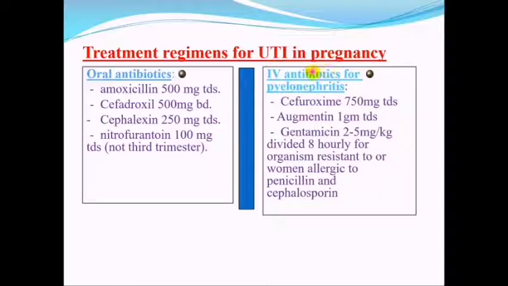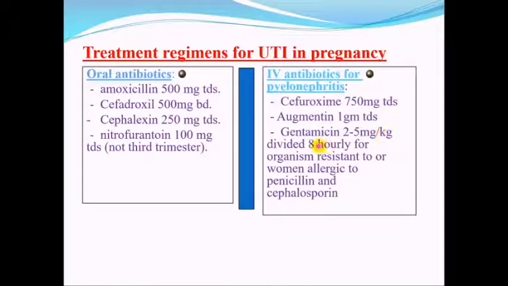While the intravenous antibiotic is indicated in case of acute pyelonephritis, the type of antibiotic is either cefuroxime in a dose of 750 milligram 3 times daily parenterally, or Augmentin, which is a combination of amoxicillin together with clavulanic acid in a dose of 1 gram 3 times daily. The gentamicin can be given in a dose of 2 to 5 milligram per kg body weight, divided 8 hourly.